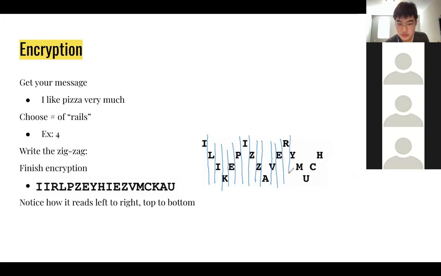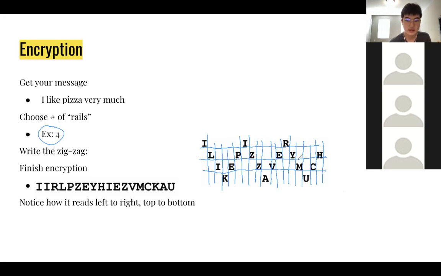So I like pizza very much. I has one character, like has four, so that's five already. Pizza has five, so 5 plus 5 is 10. Very has four, much has four. So 10 plus 4 plus 4 is 18. So we have 18 characters in the message that we want to send. So that means we need 18 columns. And then we need 4 rows because we're told that we're going to be using 4 rows. So you would set up your table like this. So that's 4 rows by 18 columns.